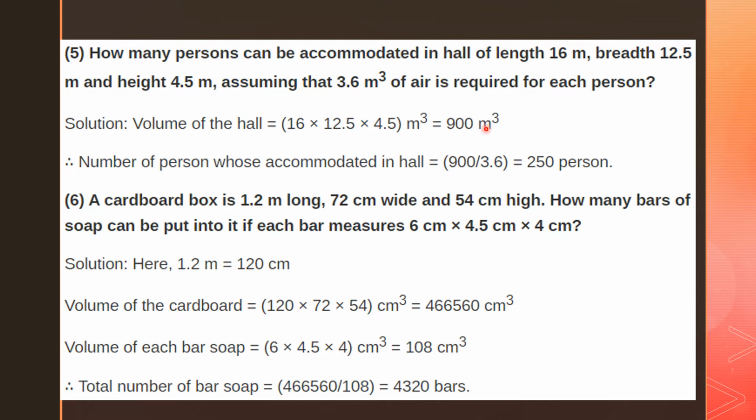So how many persons can be accommodated in a hall of volume 900 meter cube? Each person takes up a space of 3.6 meter cube of air. So we divide the volume of the hall by the space occupied by a person, 3.6 meter cube, which is equal to 250. That means 250 persons can be accommodated in a hall of volume 900 meter cube.